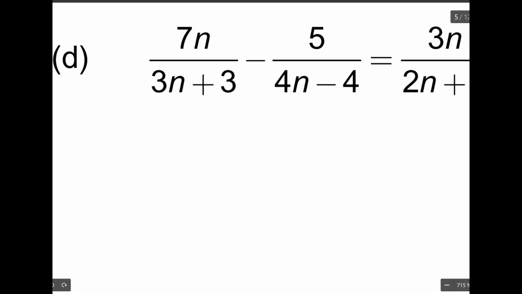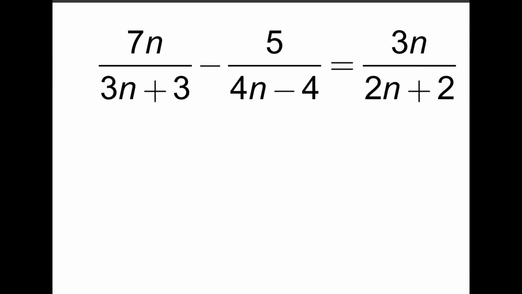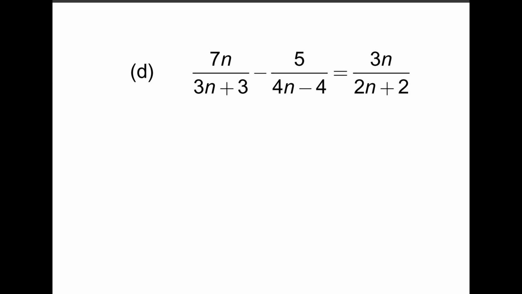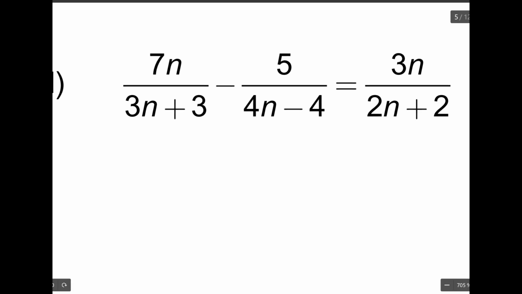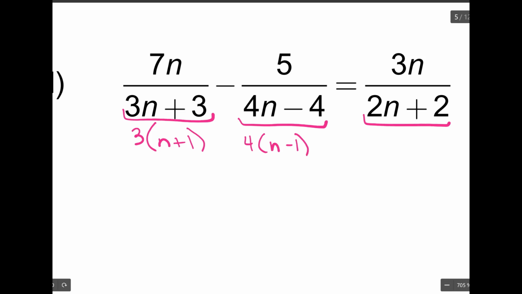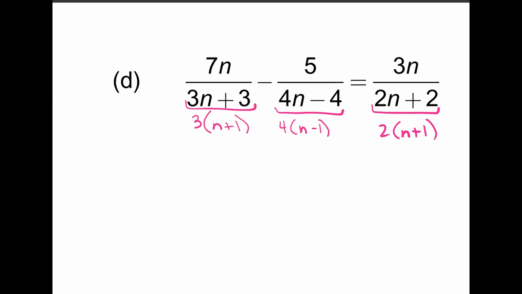Alright, first step we want to do. Find our restrictions. Or not, whatever. Fully factor the denominators. That's what I meant. Okay. Now you gotta find restrictions. Yep. Restrictions and least common denominator.